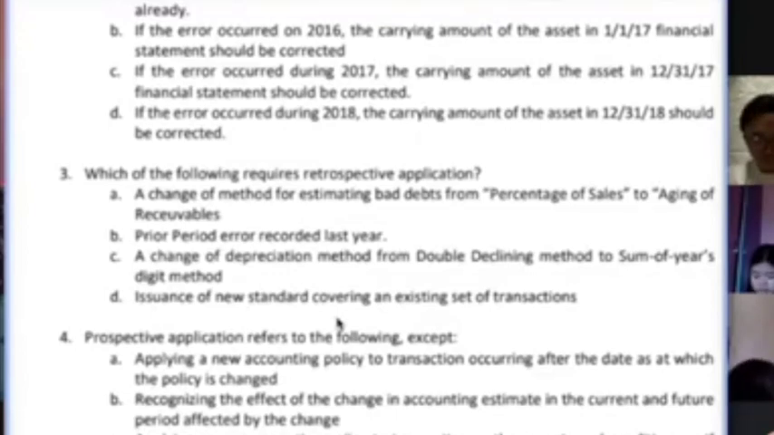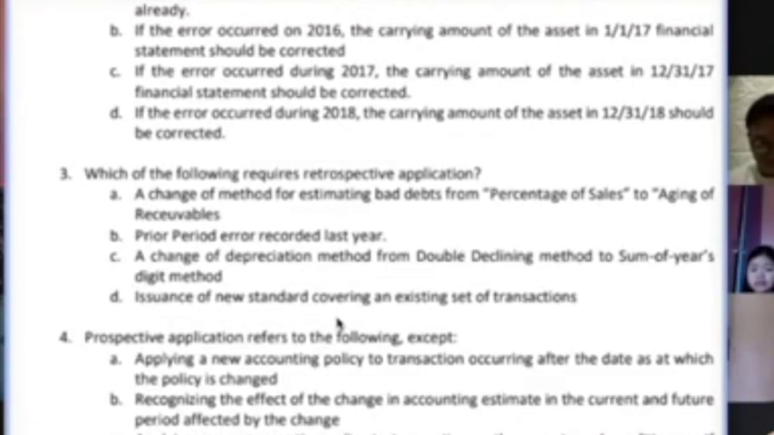A change of method for estimating bad debts from percentage of sales to aging of receivables. It is an accounting estimate. You're correct. It's a change in accounting estimate. And what is required if it's a change in accounting estimate? What kind of treatment? Prospectively. Okay, prospective application. So letter A requires prospective application. Class, many will get letter A wrong, class. Because of the word method, they would think as long as it's a method, it's an automatic change in accounting policy.